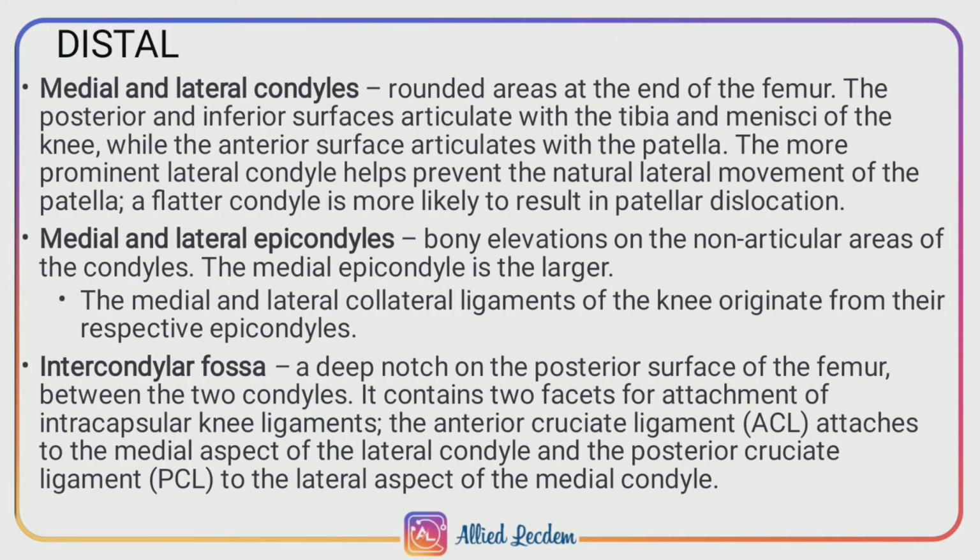Next is the distal part. The distal part is characterized by the presence of the medial and lateral condyles, which articulate with the tibia and patella to form the knee joint. The medial and lateral condyles are rounded areas at the end of the femur. The posterior inferior surface articulates with the tibia and menisci of the knee, and the anterior surface articulates with the patella, forming the knee joint. Next are the medial and lateral epicondyles.